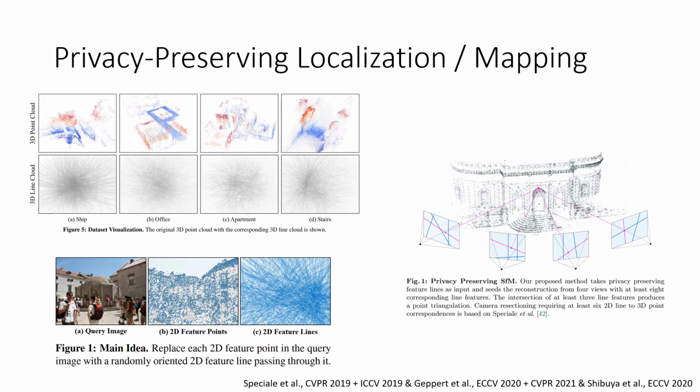Recent works by Geppert et al. and Shibuya et al. extend on the same idea to solve the full structure from motion problem. We draw inspiration from their approach, but instead apply it to feature descriptors to conceal the appearance information.